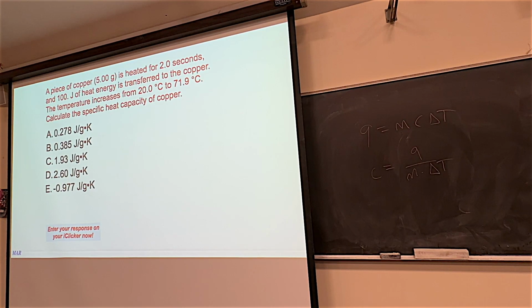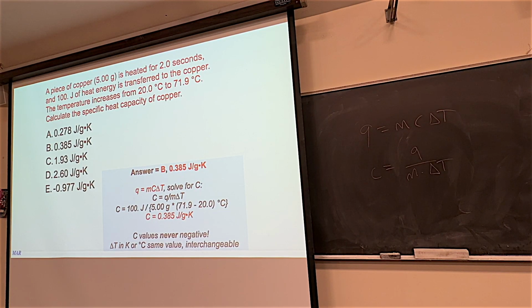All right, well done. Both of you rock. You're both using iClicker, so it's easy for me to see. Q equals mc delta T. Yep. Q is 100, M is 5, delta T, Celsius or Kelvin. I would just use Celsius. I am the lazy chemist. Make sure that you've put this part in parentheses. Should be pretty chilled. Questions?